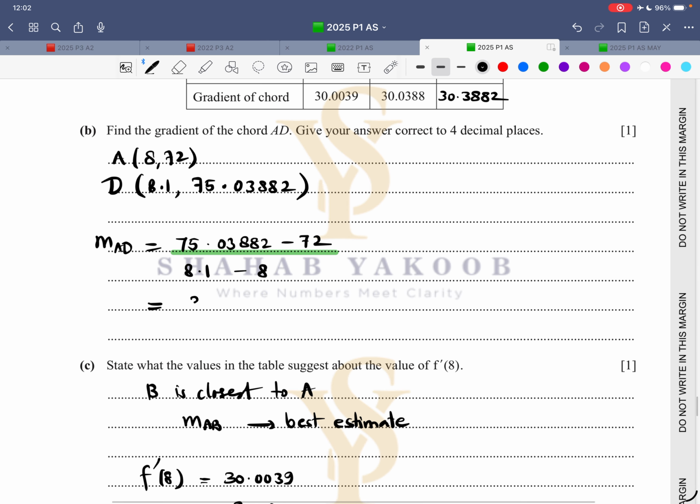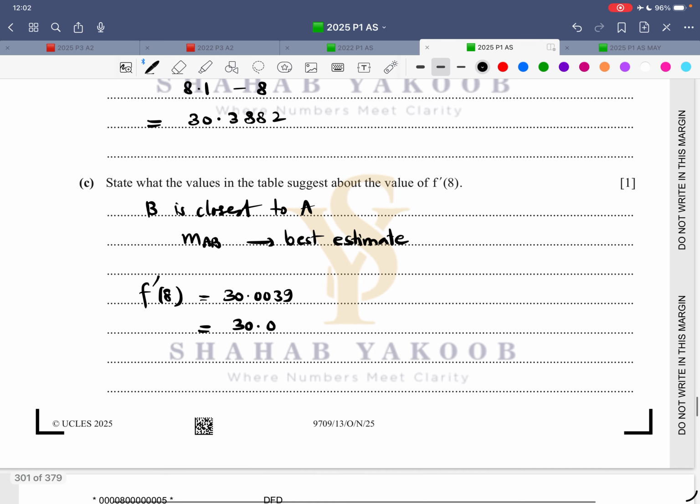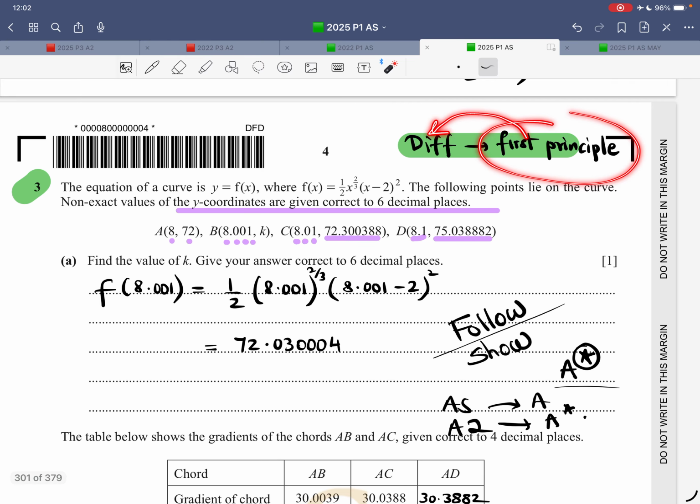I forgot to write it over here, 30.3882. This time it's still 4 decimal places, again a 1 mark thing. Now it says state what values in the table suggest about the value of f prime 8. So now this first principle is related to differentiation.